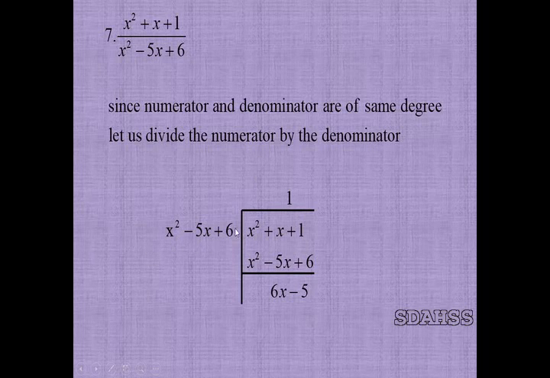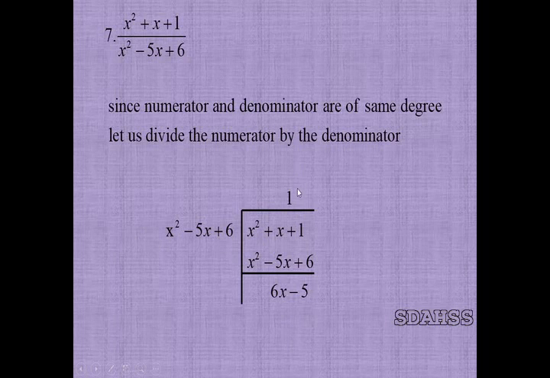Multiply the whole divisor by 1, then you have x square minus 5x plus 6. Change the sign, so minus becomes plus and plus becomes minus, so cancel the first term. Here x plus 5x, 6x, 1 minus 6, minus 5, 6x minus 5. So this can be written as 1 plus 6x minus 5 divided by x square minus 5x plus 6.